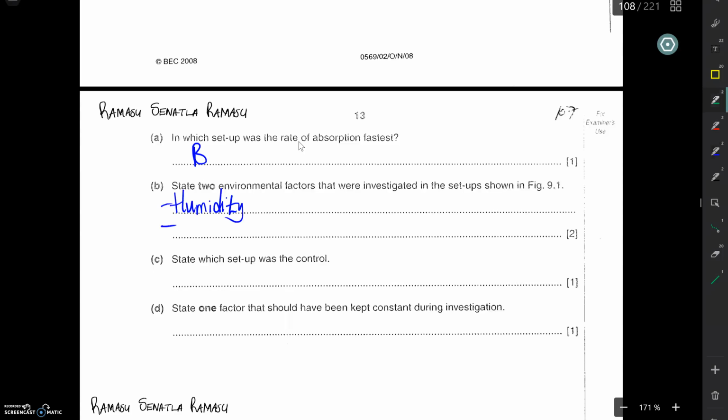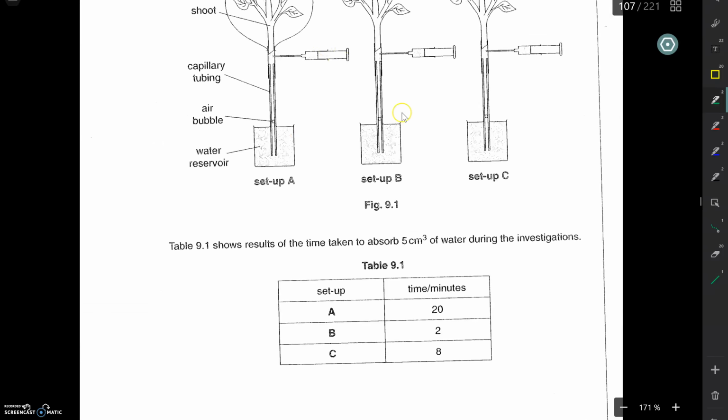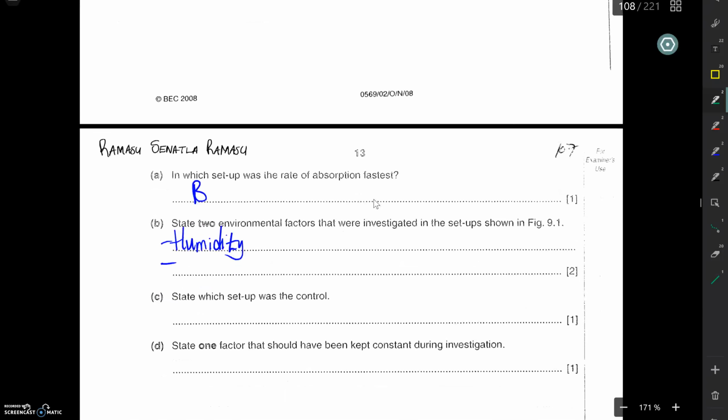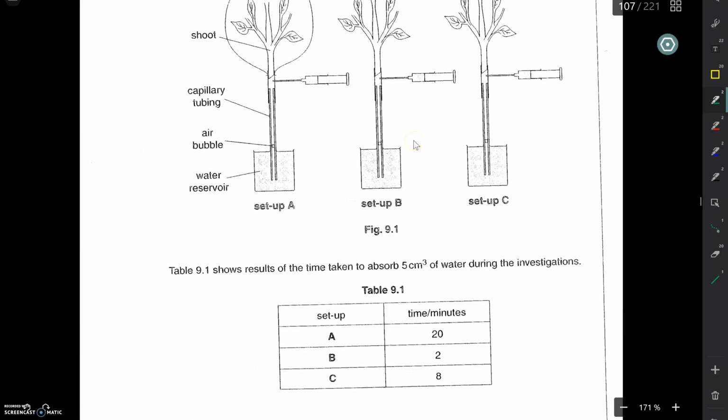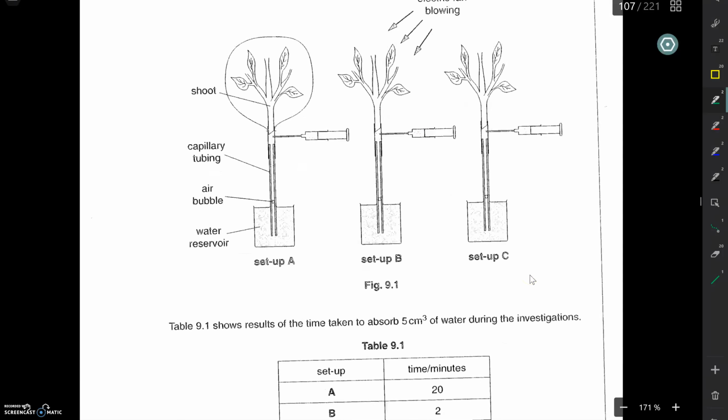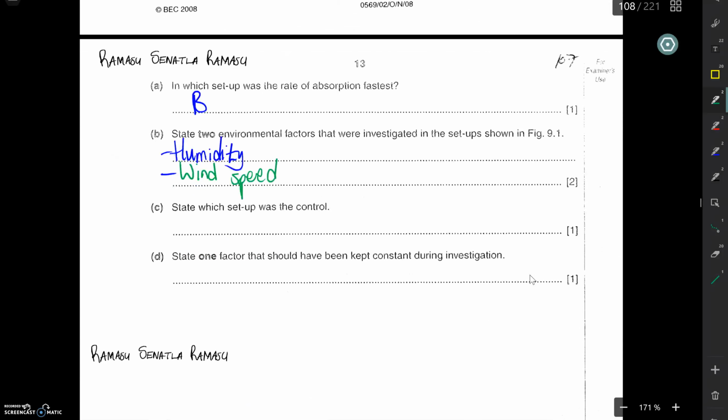So the first one is humidity. The second one, because we have an electric fan blowing, the second one is wind speed, or just wind. Then C says state which setup was the control. Well, the control was setup C, which was exposed to like normal conditions, right? So setup C.